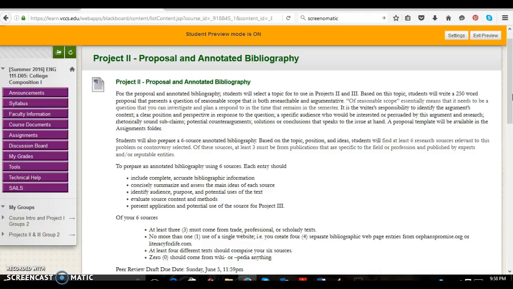So of reasonable scope, we mean something that you can do in the next 3 weeks, 5 weeks, 2 weeks, however long your course is. So we are not writing dissertations. We are not writing master's thesis. We are not writing capstone projects. What we're doing is we are writing a paper for English 111.